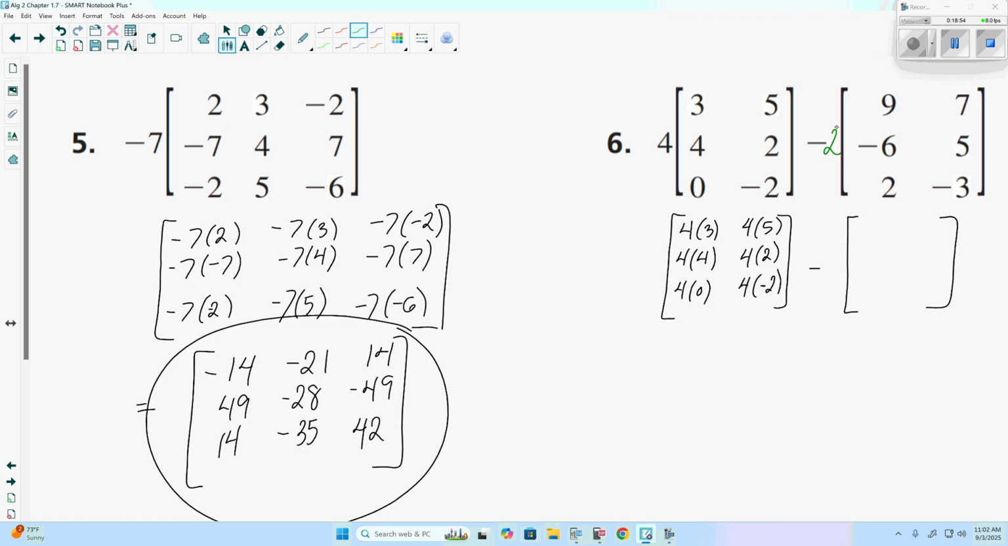Because if we multiply the 2 through, we'd still have the negative here. So it'd give us 2 times 9, 2 times 7, 2 times -6, 2 times 5, 2 times 2, 2 times -3. And that's fine. We would then subtract the two matrices and go from there. However, we could multiply through by -2, but if we do, that negative we were subtracting with has now been put into the matrices, so we're going to add the corresponding solutions. Do we kind of see how that works?